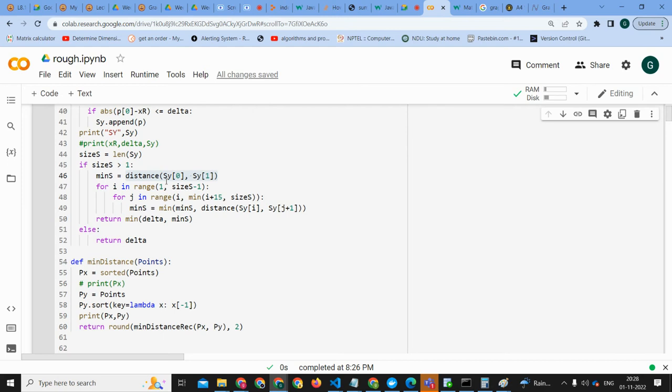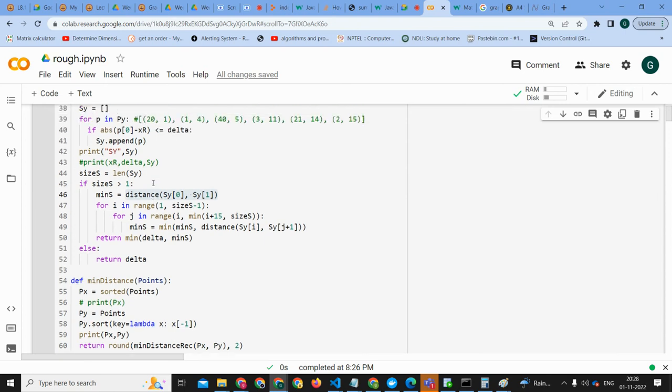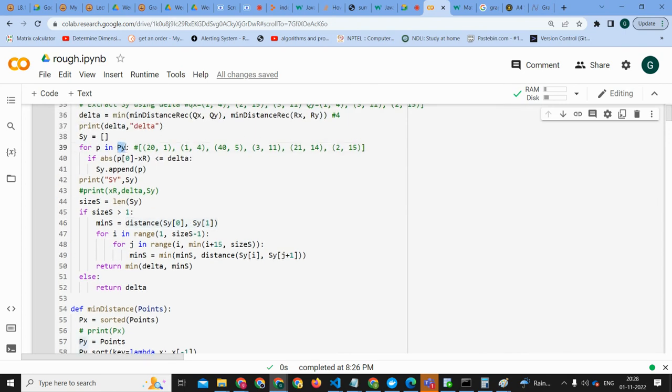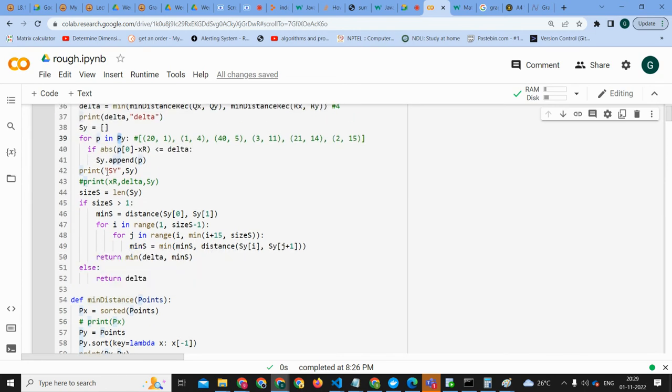Okay, so let's carry forward and see this. Let's not come to a conclusion. As of now, S of Y is the first point and 1 is the second point, right? I mean from the bottom. Yes. As Nikhil told, we are coming from the bottom because SY is having the PY, and PY is sorted based on the y-axis. In SY we have only 2 points right now. Okay, the points are sorted based on the y-axis, so distance of SY of 0 and SY of 1.